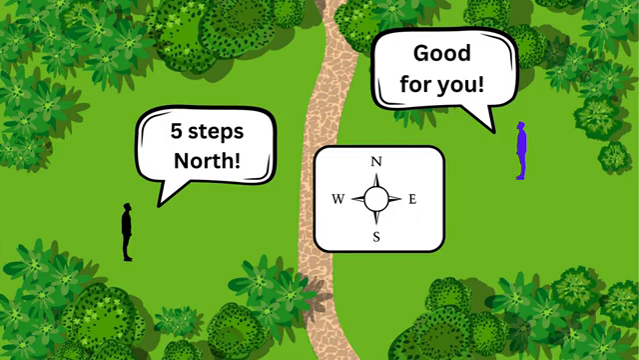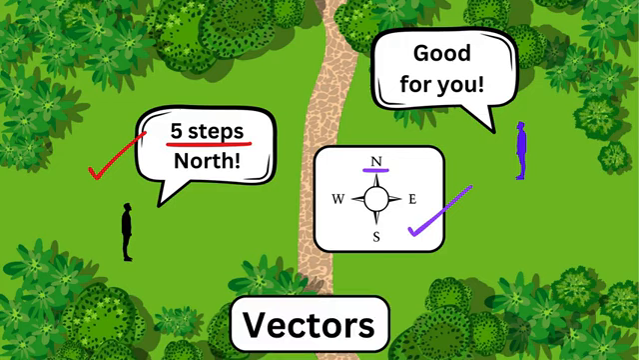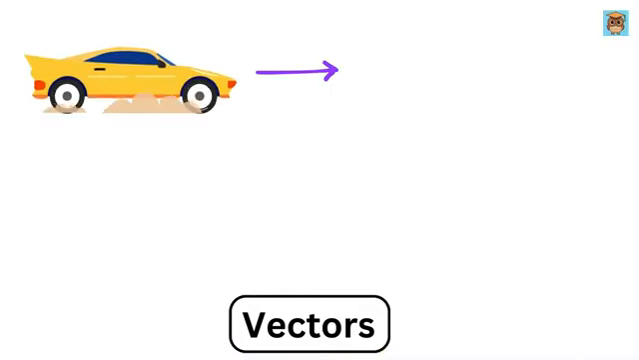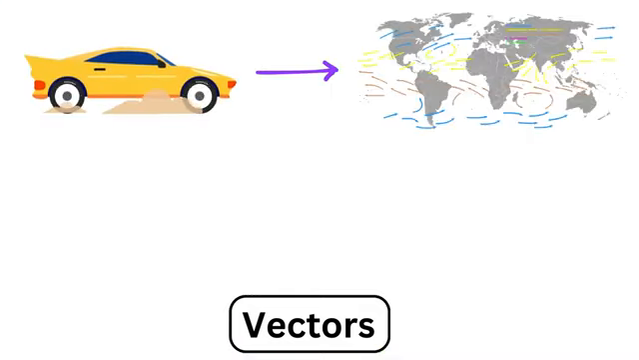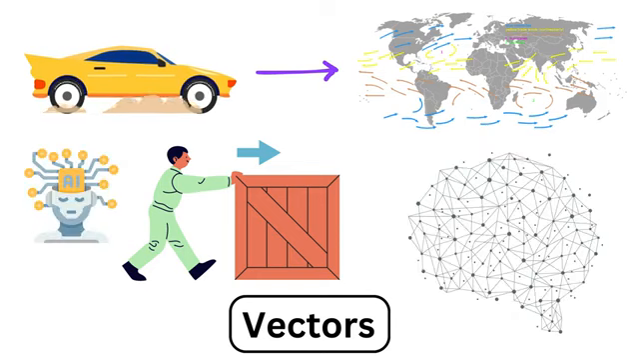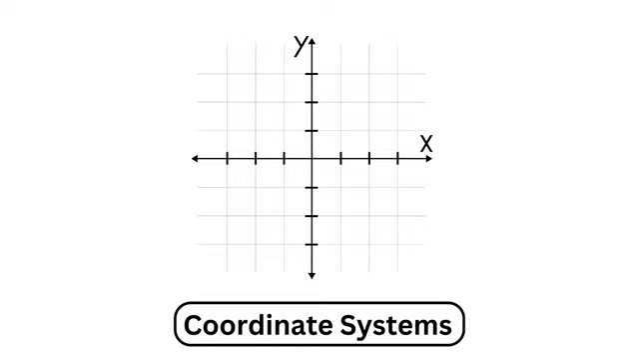Suddenly, it makes sense. You have given him both a number, or 5 steps, and a direction, which is north. This is the basic idea of a vector, a quantity that tells how much and in which direction. Vectors are everywhere. They describe how cars move, how the wind blows, how forces act, and even how artificial intelligence makes decisions. Level 0. The coordinate system.